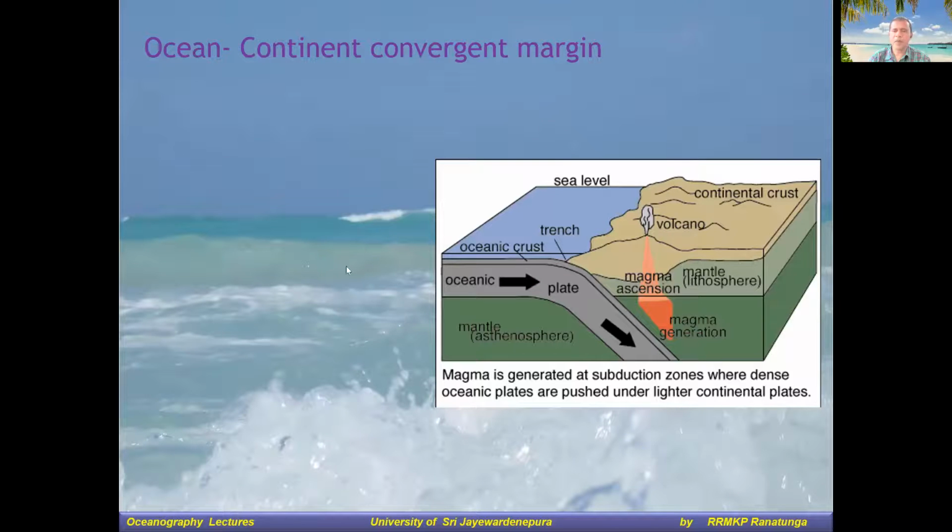So this is the ocean-continent convergent margin, as I mentioned before. The ocean crust goes underneath the continental crust. There can be some mountain building and explosive volcanism here, right?